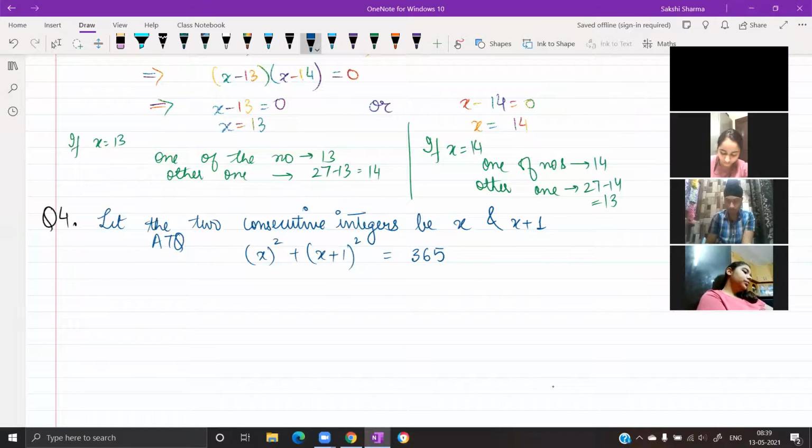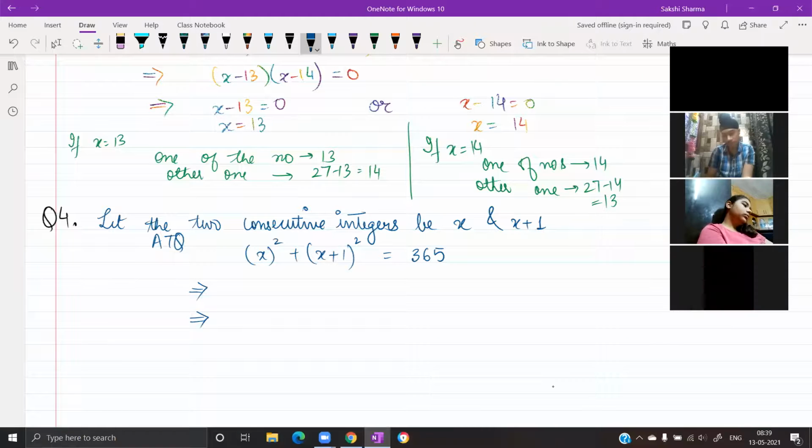Simplify. Your equation becomes 2x square plus 2x plus 1 minus 365 equals to 0.